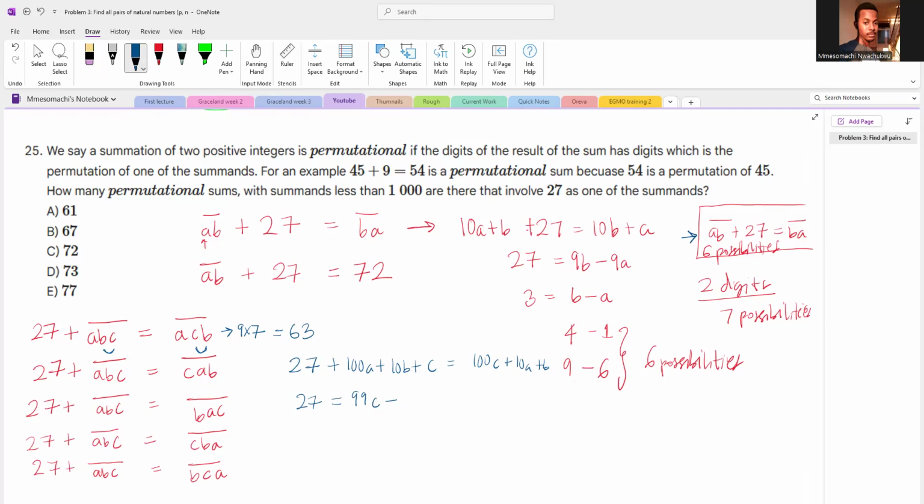plus, rather, this is going to be minus. So we have 10A minus 100A, that's going to be minus 90A. And then we have B minus 10B, that's going to be minus 9B. And we can divide through by 9. So we have 3 equals 11C minus 10A minus B.